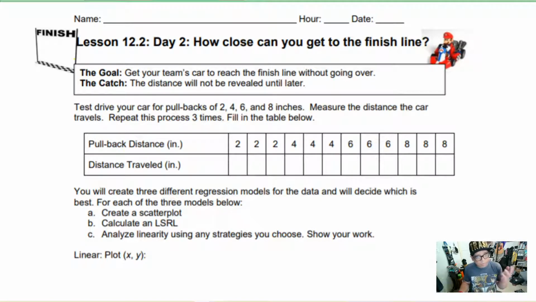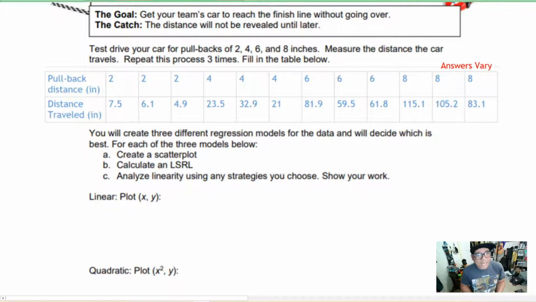So we're going to have to look at some data that I've pulled from another experiment. Well, here's that data. Of course, answers are going to vary because everyone's going to do their own experiment. But for this one that I did, when I pulled back the car for 2 inches, it went 7.5 the first time. Pulled it back for 2 inches, it went 6.1 inches. 2 inches again, and it went 4.9 inches.